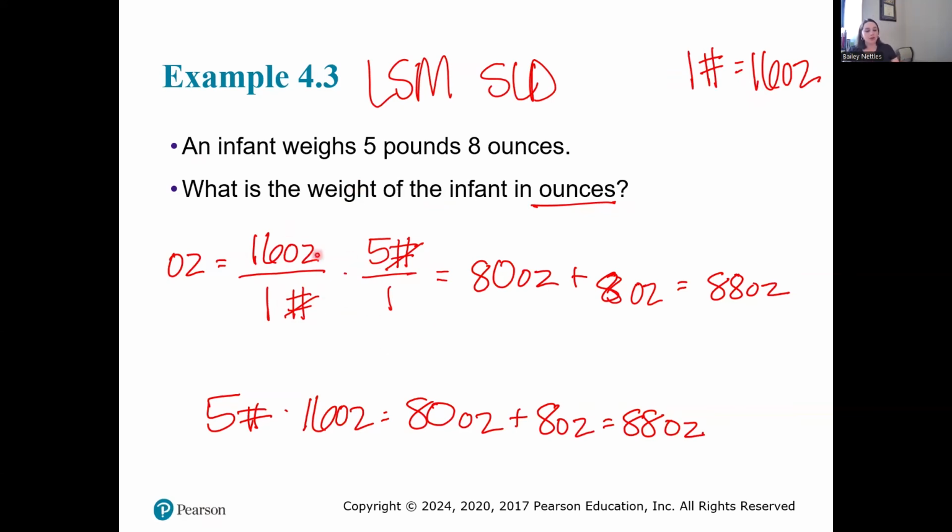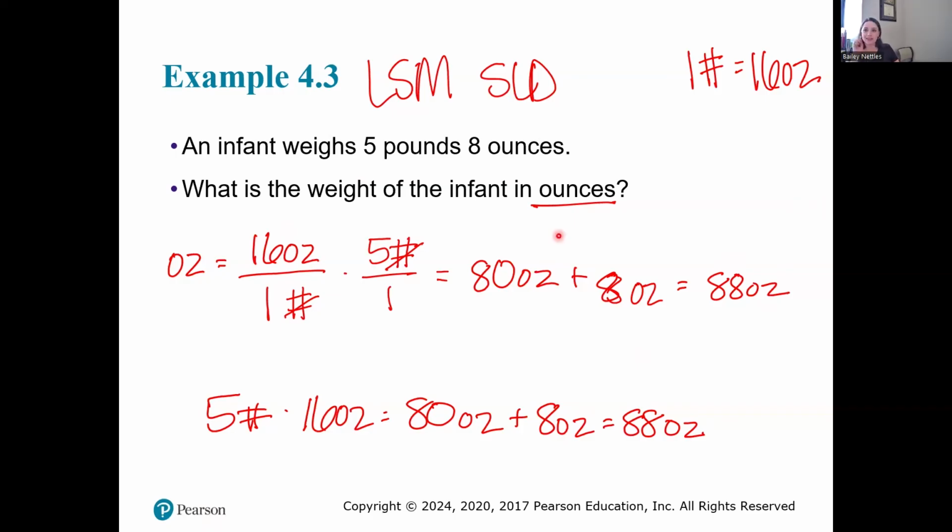Okay. So I've crossed out my pounds. I've used almost all the numbers that I'm supposed to use, and I'm left with the unit of measurement I want. 16 times 5 is 80. 1 times 1 is 1. 80 divided by 1 is 80. So 80 ounces. But we still have this 8 ounces to add in. So you add 8, it's 88. Okay, so the correct answer is 88.